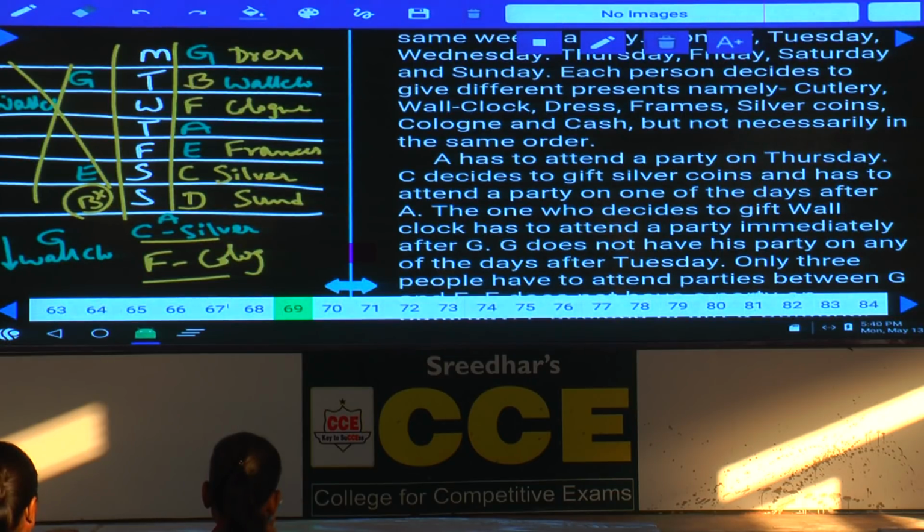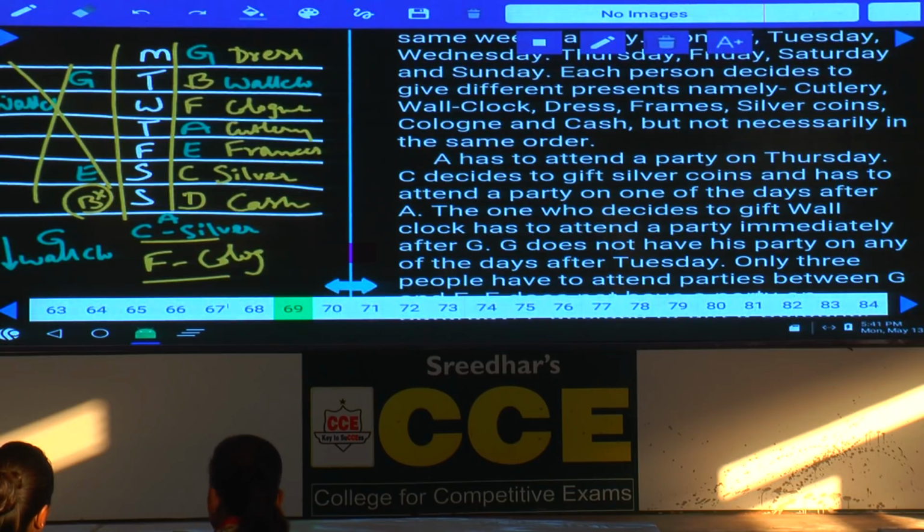Cutlery. Now the one who likes to give cutlery is on Thursday. Done? D, cash. Now I have written this Sunday, isn't it? This Sunday is D, and D is cash.